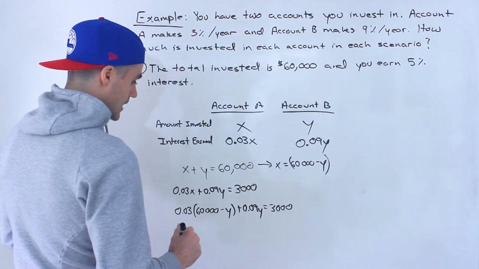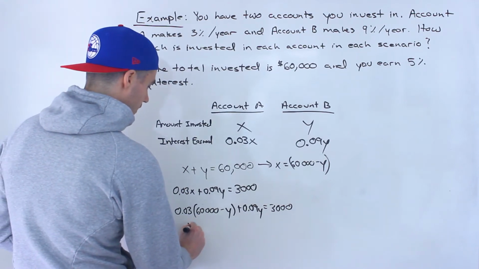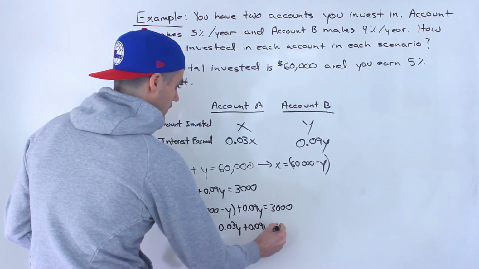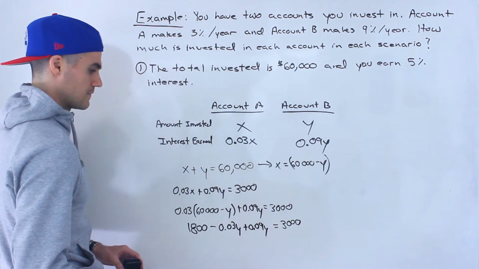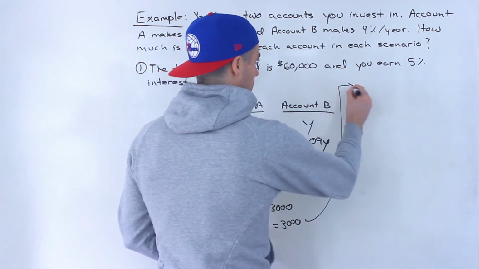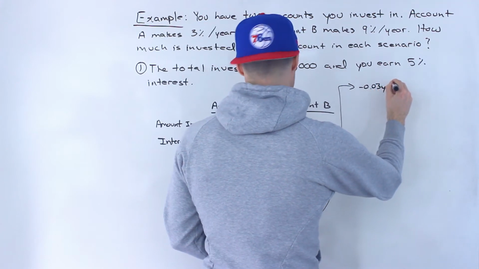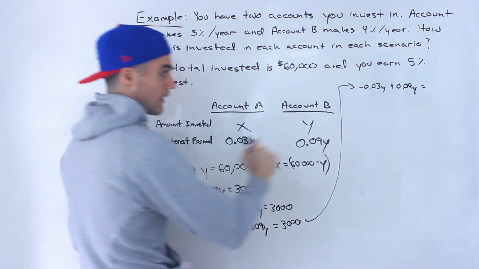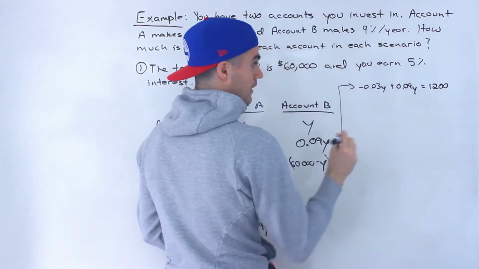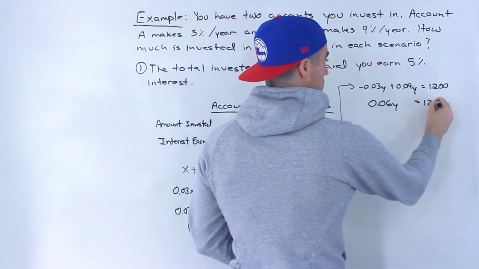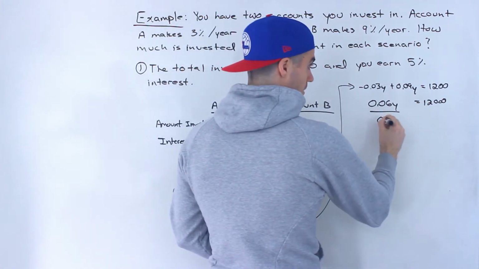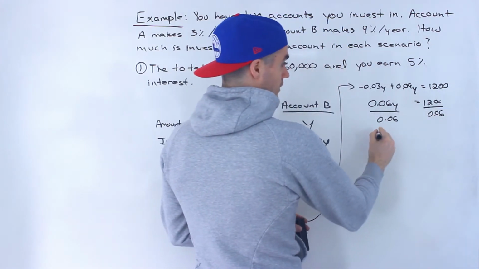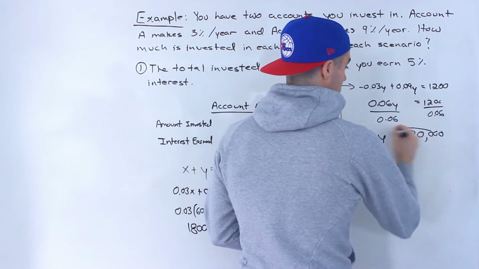So 0.03 times 60,000, that would give us what? 1,800 minus 0.03y plus 0.09y equals 3,000, like that. And then I'm going to bring this 1,800 over. So what we would end up with is negative 0.03y plus 0.09y equals 3,000 minus 1,800. When we bring it over, that would give us 1,200, like that. And this would end up being 0.06y equals 1,200, like that. Divide both sides by 0.06, or sorry, not 12,000, 1,200. Divide this by 0.06. And so from here, we would end up getting y equaling 20,000.